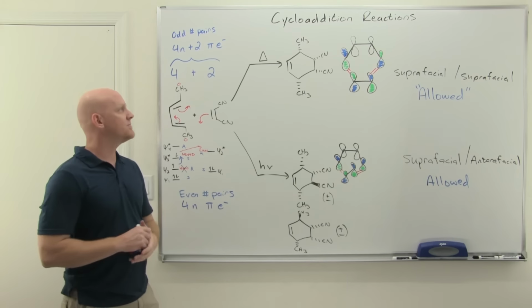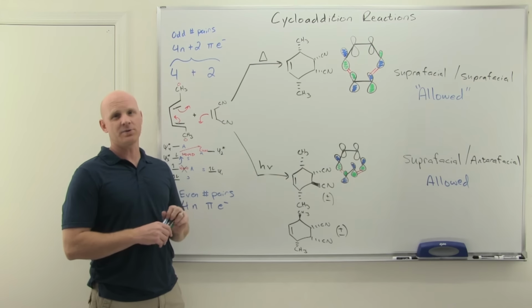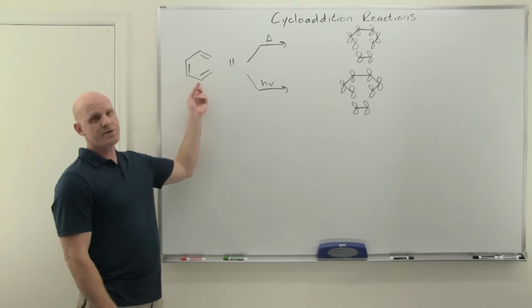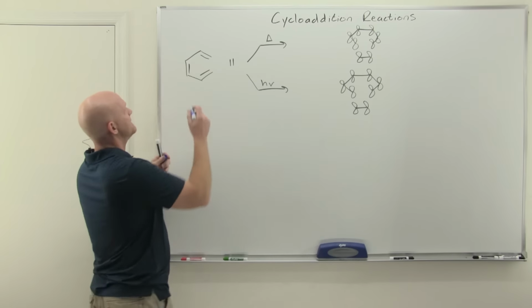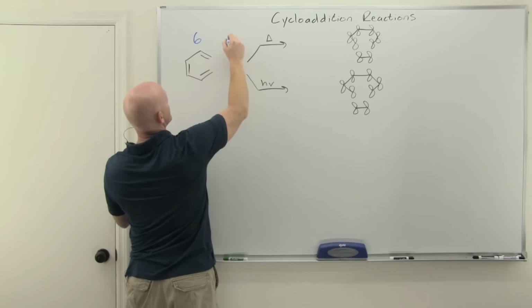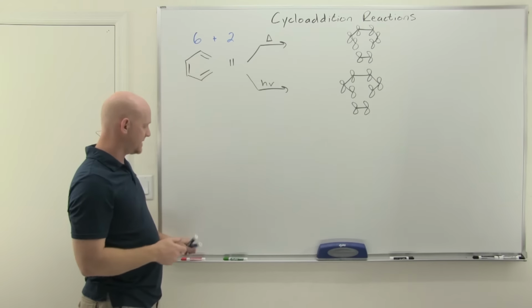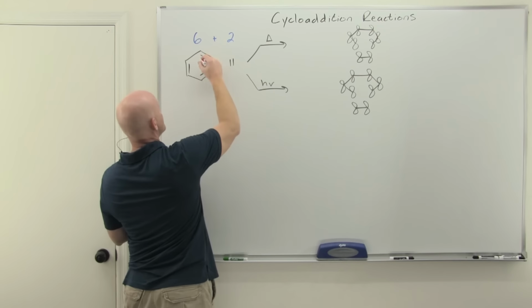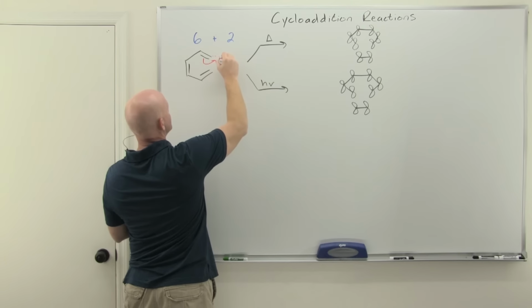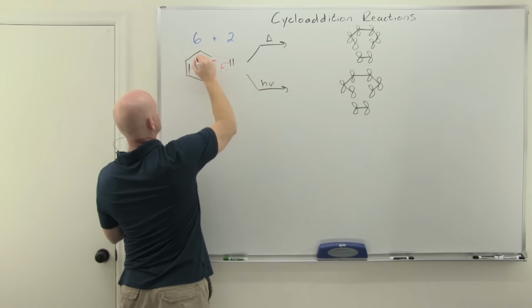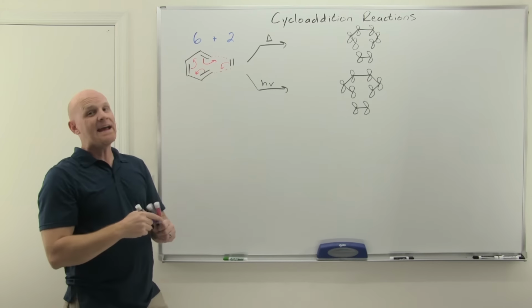Let's take a look at that 6 plus 2 and 2 plus 2 cycloaddition. All right, so the next reaction we're going to take a look at here is with 1,3,5-hexatriene and ethylene. In this case, we've got 6 pi electrons here, 2 pi electrons here, and this is going to be an example of a 6 plus 2 cycloaddition. If we look at the movement of electrons, forming a new sigma bond here and here, in this case, we'd form an 8-membered ring.